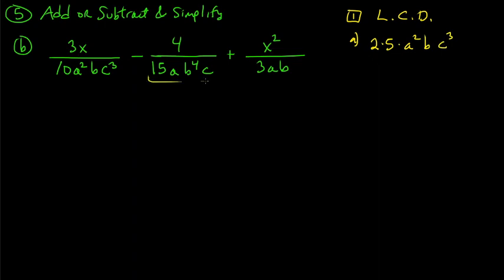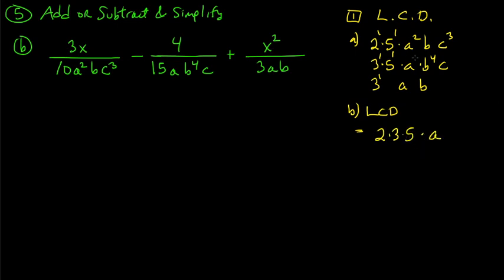The second denominator here, 15ab to the 4th c. So 15, we factor that as 3 times 5. And then a times b to the 4th times c. And then the third denominator here, 3ab, 3 is prime, so I'll leave the 3 times a times b. So the LCD, least common denominator, is just the product of each factor using the biggest exponent, right? And for the numbers, all the exponents are just 1s. That makes it easy. So we just multiply each number, right? We have a 2, a 3, and a 5.